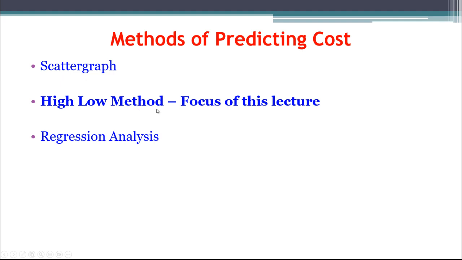The High-Low Method, which is the focus of this lecture, allows us to actually create that cost equation and figure out where on the cost line a particular level of activity should fall.